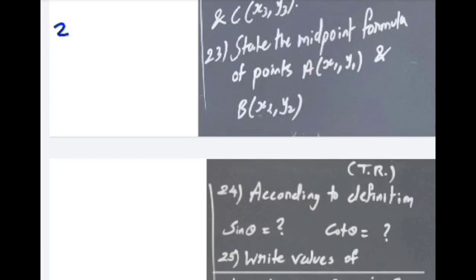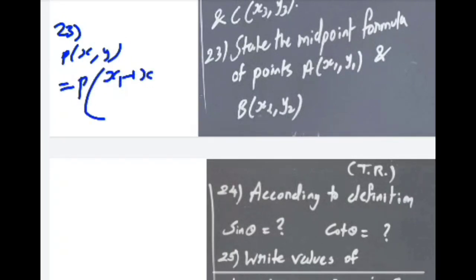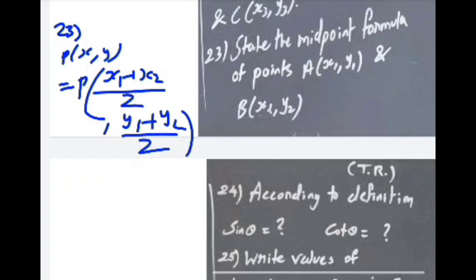now let's see the 23rd. State midpoint formula of point A(x1, y1) and B(x2, y2). Midpoint formula. So let's say P(x, y) is a midpoint. Then midpoint formula will be (x1 plus x2) by 2, comma (y1 plus y2) by 2. So this is the midpoint formula. Okay, now 24th.